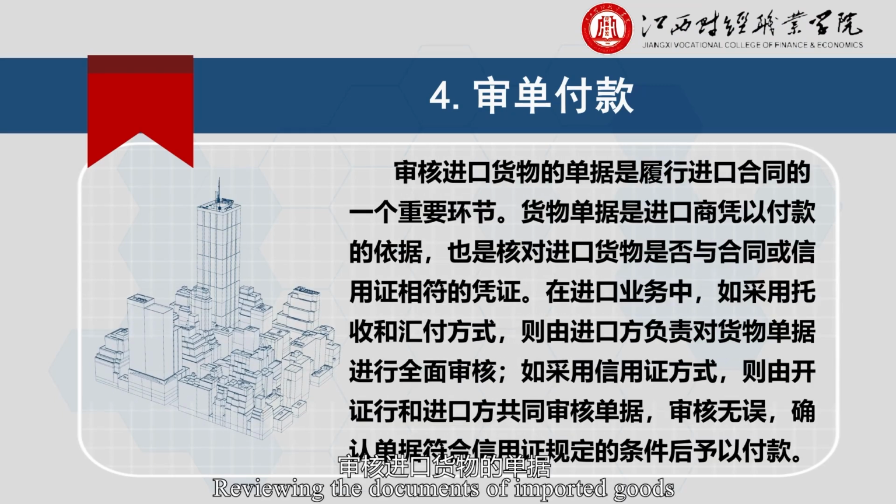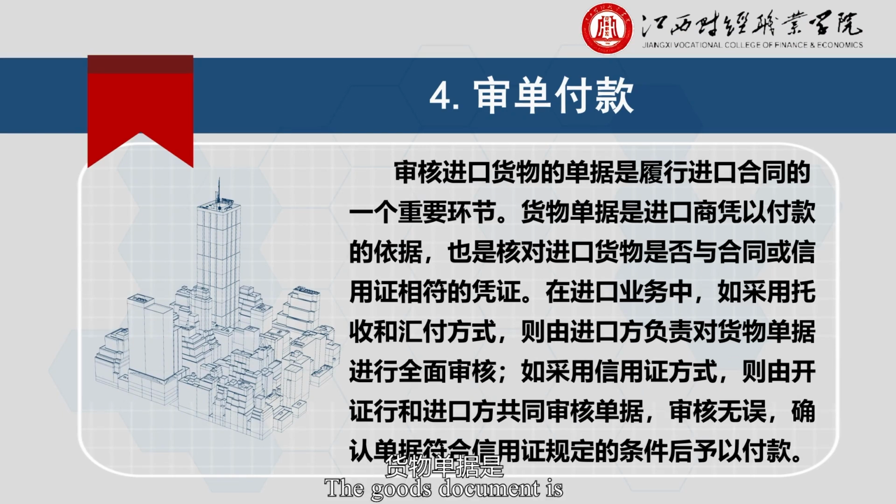Reviewing the documents of imported goods is an important step in fulfilling the import contract. The goods document is the basis for payment by the importer and is also the proof for verifying whether the imported goods match the contract or letter of credit.